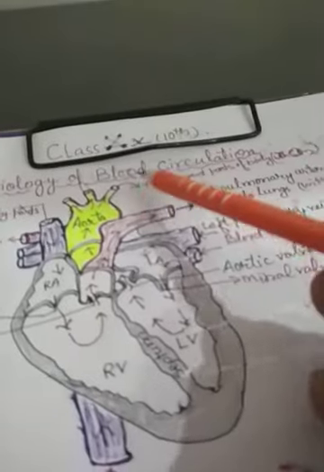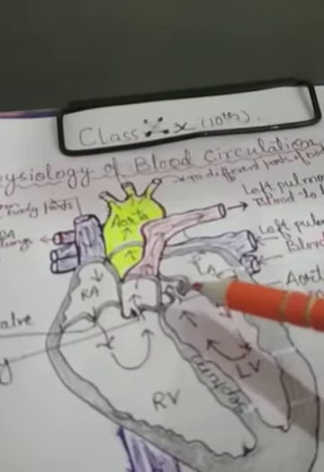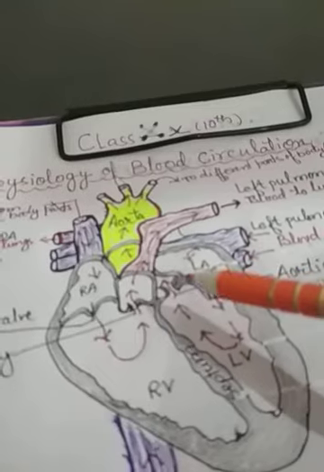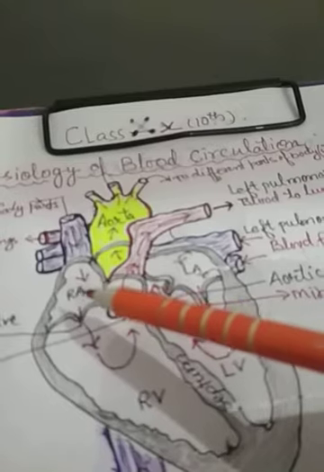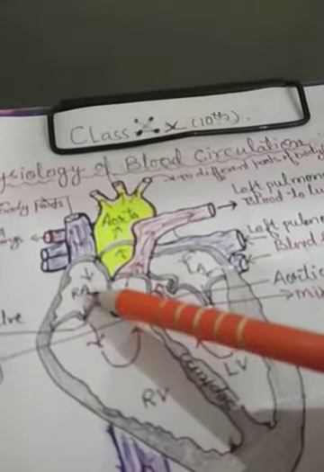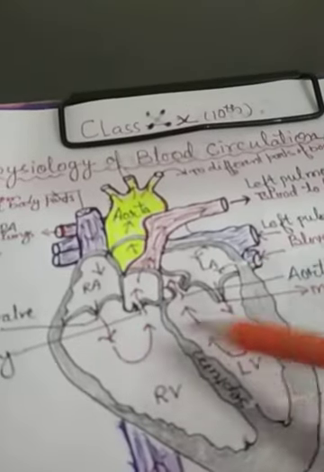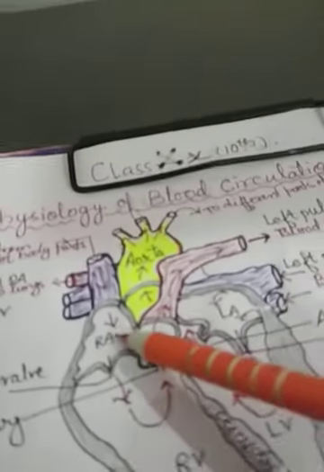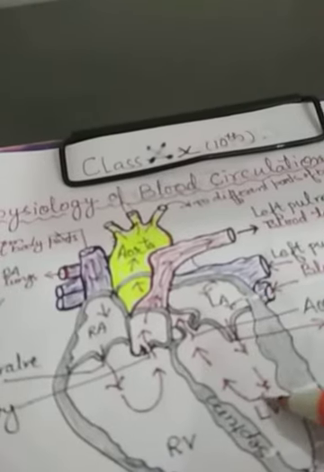So first of all, you see the internal structure of the heart. This internal structure of the heart is shown by cutting a section, called a longitudinal section, and by cutting this section you are clearly looking at the 4 chambers, 1, 2, 3 and 4. These 4 chambers are called the right atrium, right ventricle, left atrium and left ventricle.